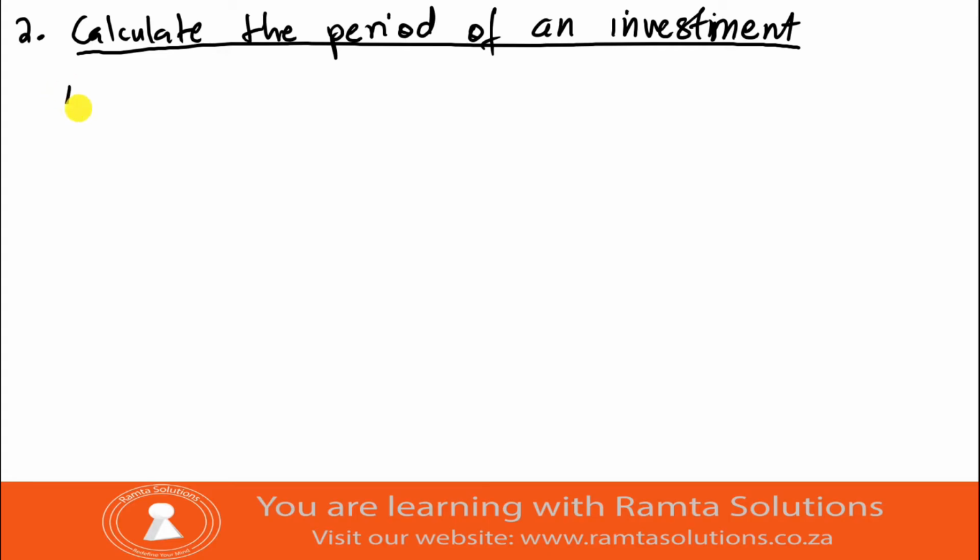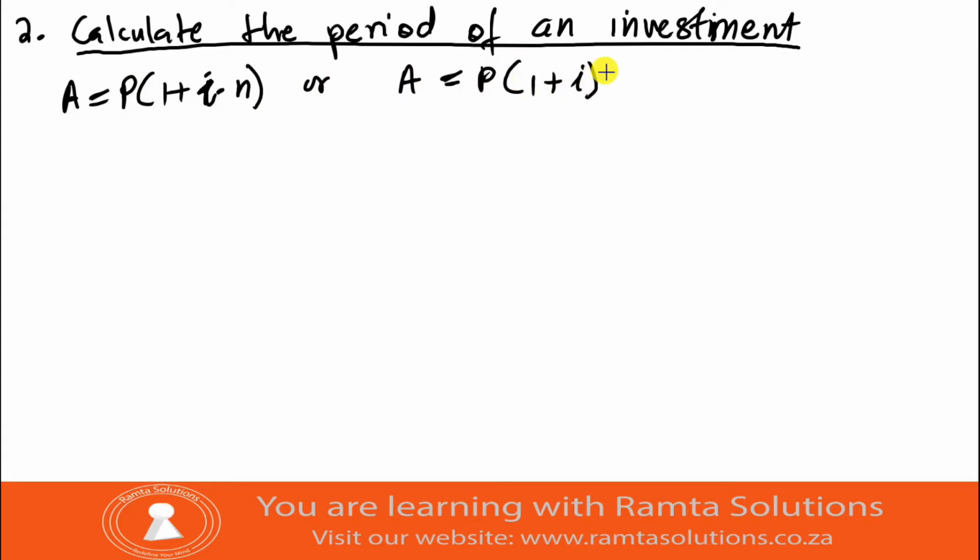Now, let's look at this. We know that we have these formulas: A equals P into 1 plus I times N, or A equals P into 1 plus I to the N. For simple interest, it's easier to calculate the period. But for compound interest in grade 10 and 11, it wasn't easy for you. In grade 11, you were using the trial and error method. So this year is going to be easy. We're not going to waste time. We're going to take an example.